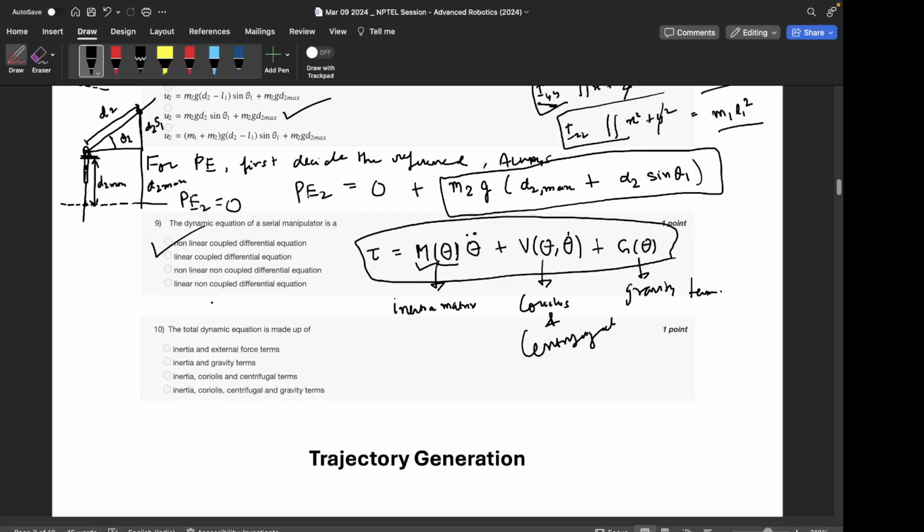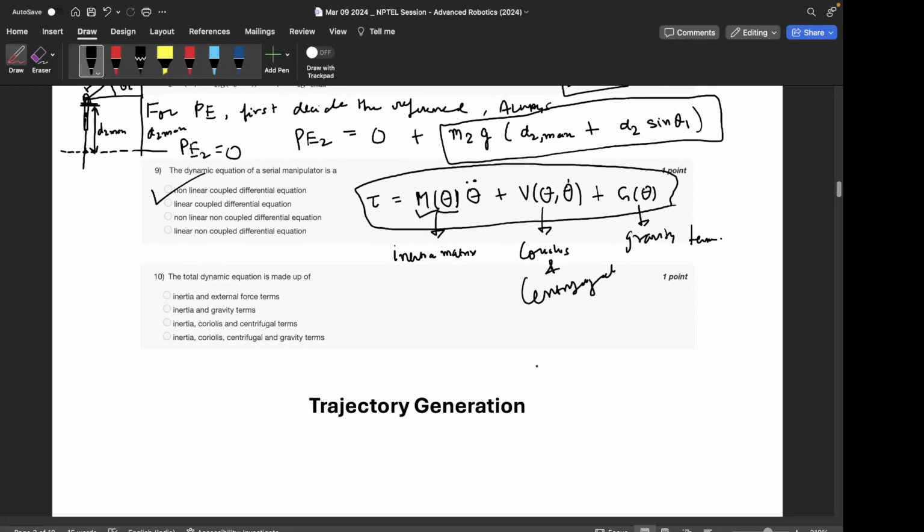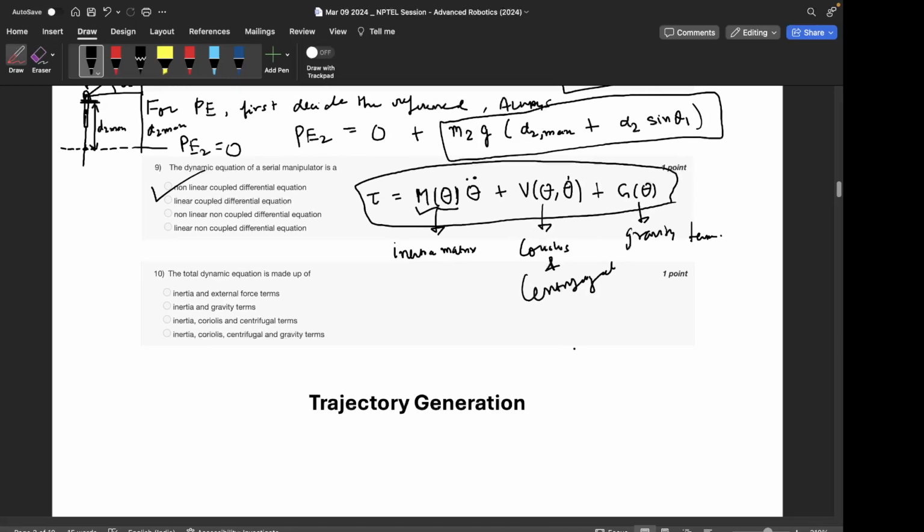Can you tell what is coupled and non-coupled? Coupled I will tell you. Let's say for a system you can write the dynamics like this: theta 1 double dot is some m1 theta 1, and theta 2 double dot is, let's say, some constant k, or like c theta 2 dot.